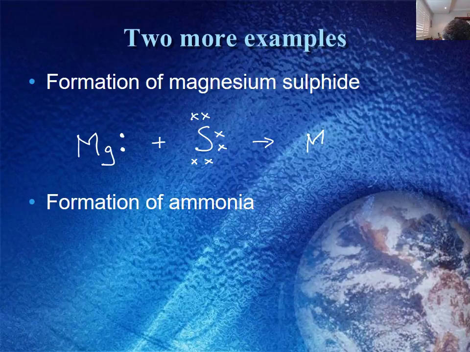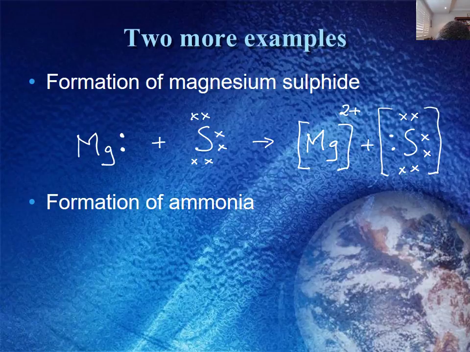But because these are going to be ions, the magnesium is going to have no electrons left. It's going to have a 2+ charge. And we're going to have the sulfur with its original 6 plus the 2 that it's gained from the magnesium to form a 2- charge. Now, because these are opposite charges, they will attract and will form an ionic bond.